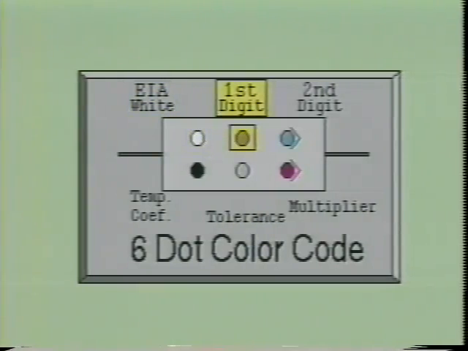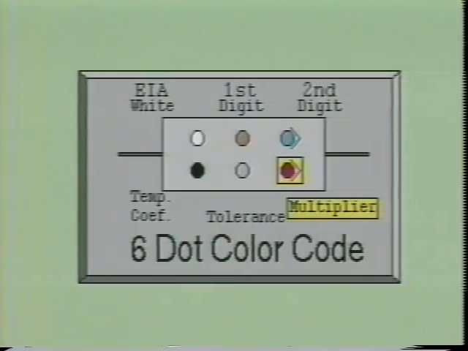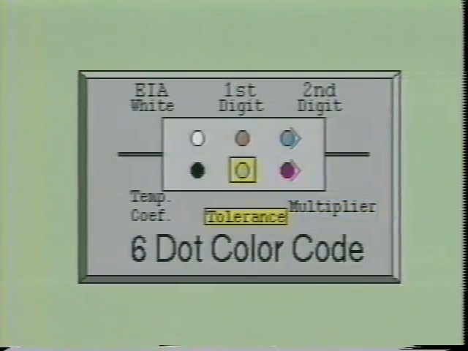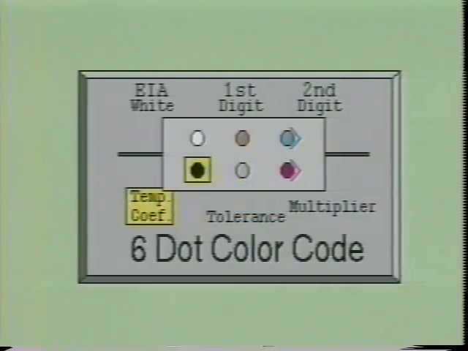The second dot represents the first digit of the number. The third dot represents the second digit of the number. The dot below the second digit represents the multiplier. The next dot to the left represents the tolerance. The last dot represents the temperature coefficient. The temperature coefficient is the degree by which the capacitor will change its capacitance with a change in temperature.